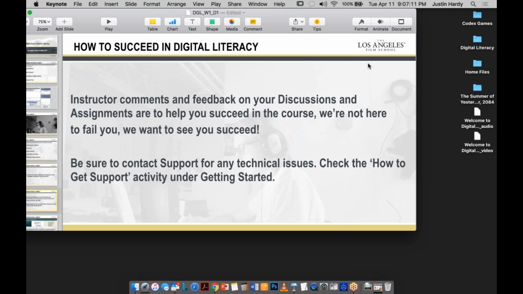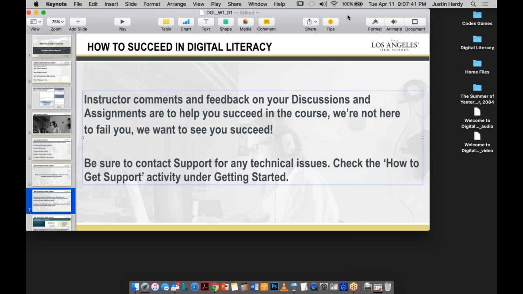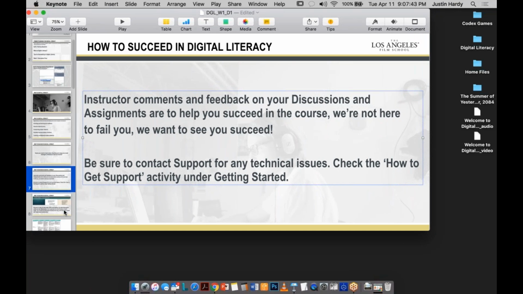Also, if you're having any technical issues with either the online platform or, say, a video doesn't work or you can't get a PDF to open or you're not able to submit your work, make sure that you contact online support for any technical issues. And you can check the how to get support activity under getting started, and that will give you the information you need to get in touch with the proper people so that they can get you back where you need to be in terms of having either your computer working or having your situation taken care of.